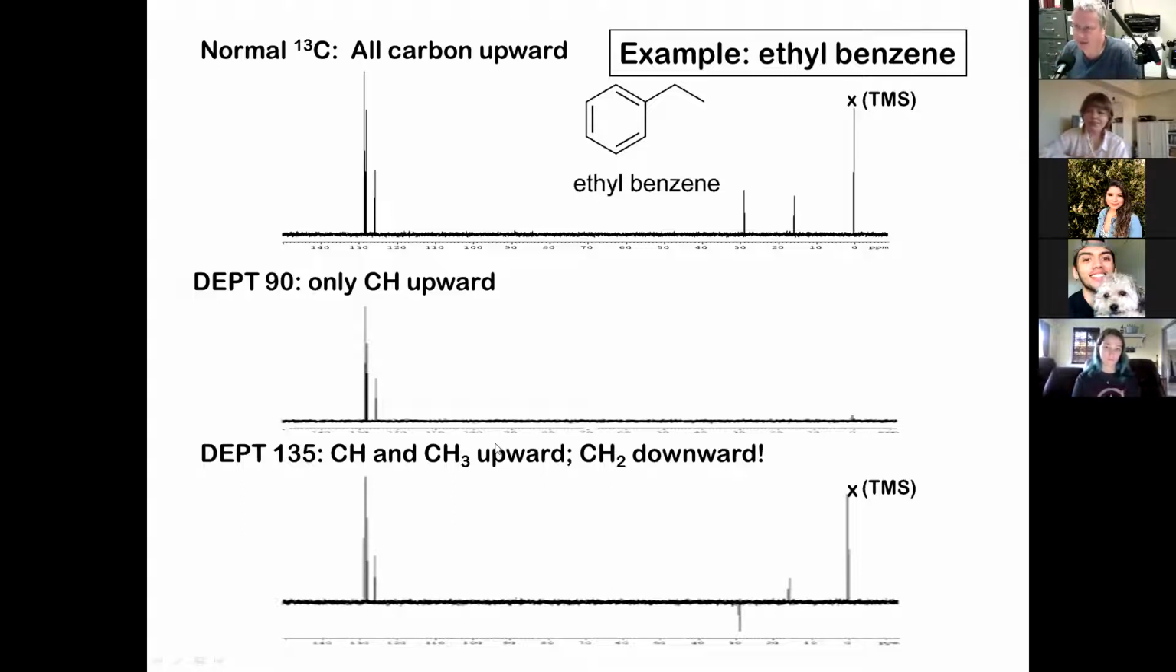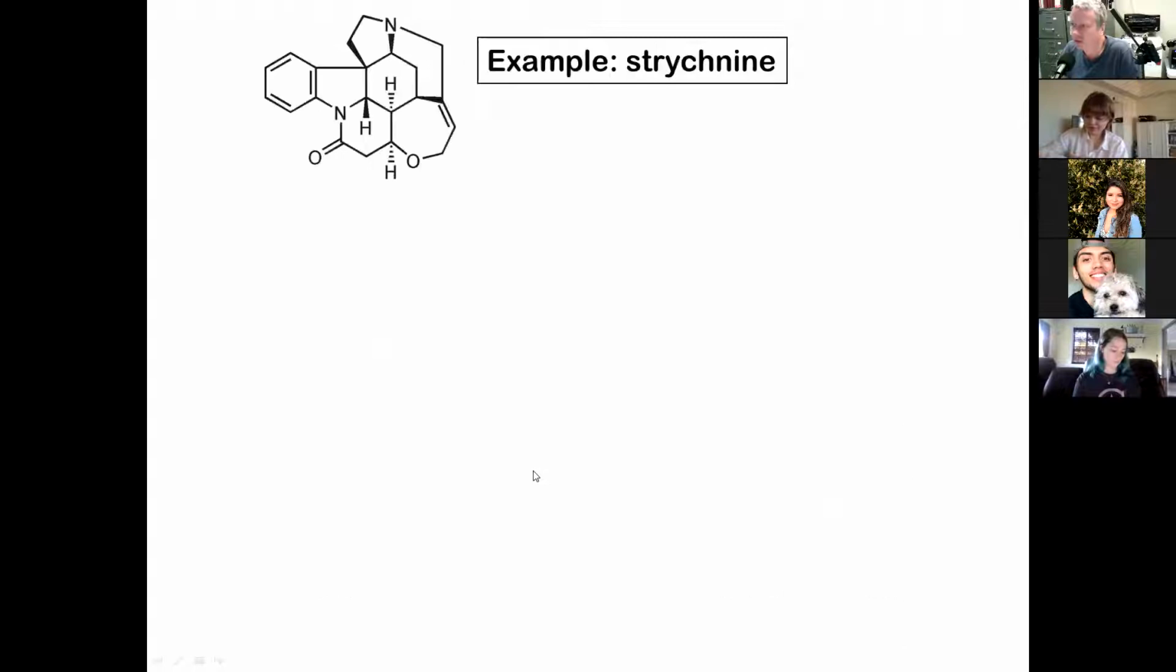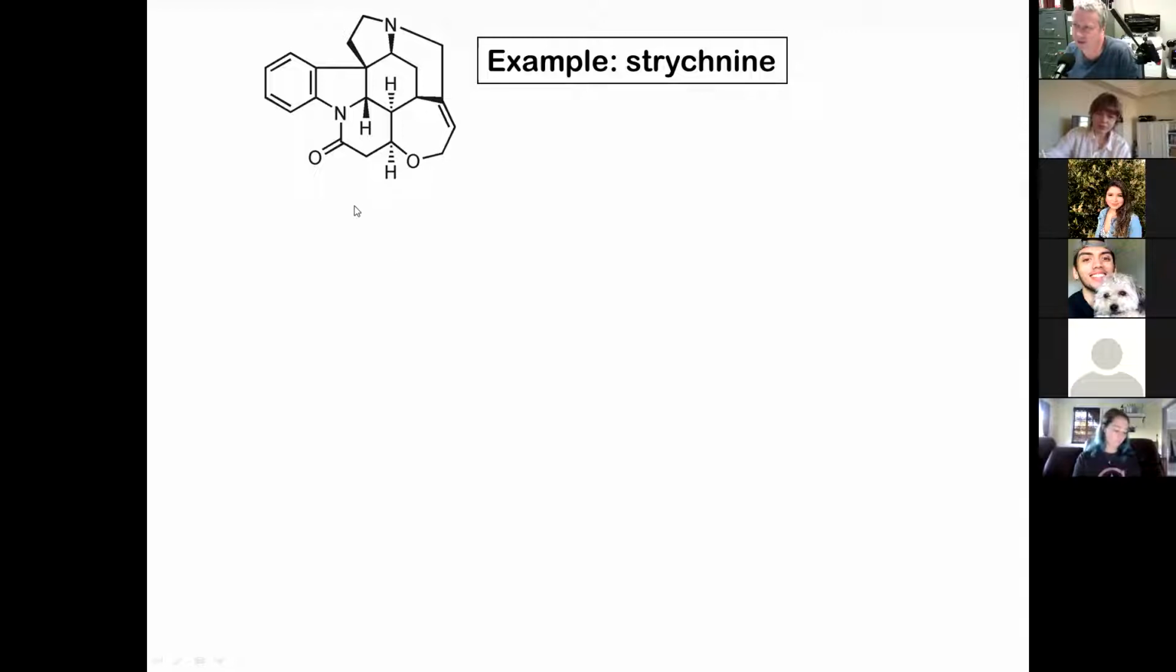Let's do a crazy example now, all right? So strychnine. Strychnine is a complicated natural product. It's a poison. It's actually still used, I think, as a rat poison. So it's a complicated alkaloid, nitrogens and chirality, lots of fun stuff. Let's just guess how many CHs there are. You don't have to guess, you can count them, right? How many CHs are there?